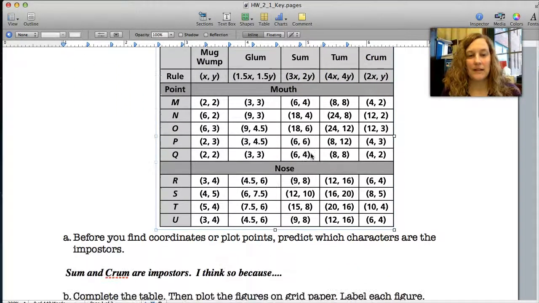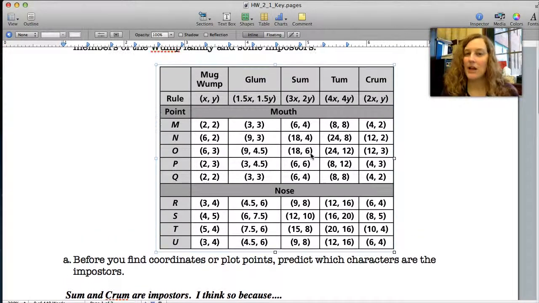There's the coordinates. Now, before you find coordinates or plots, predict which characters are the imposters. This could be a guess, it could be an educated guess, but looking at these, do you think that glum is an imposter, sum is an imposter, tum, or crumb? And as in, are they really not similar to mugwump? I'm going to guess that sum and crumb are imposters, because to me it looks a little funny that they're not multiplied by the same values.